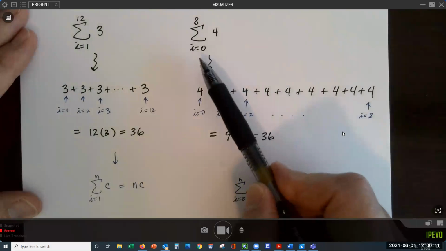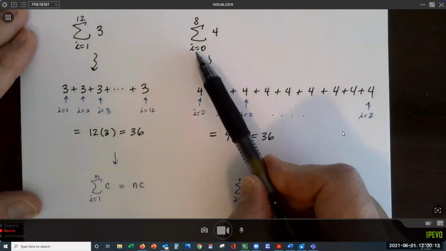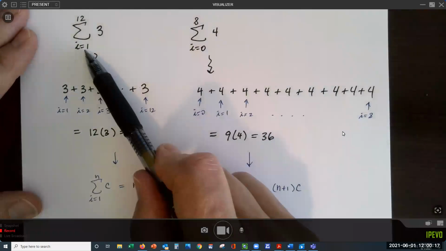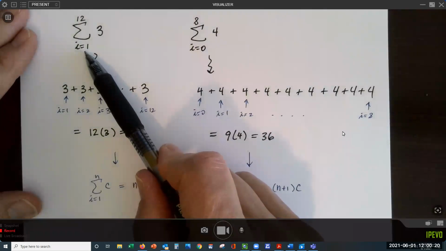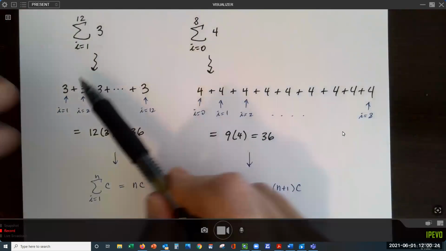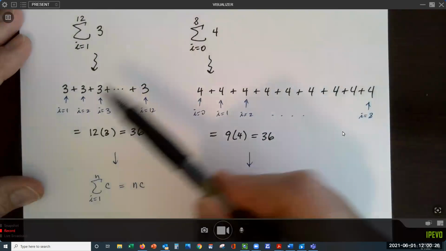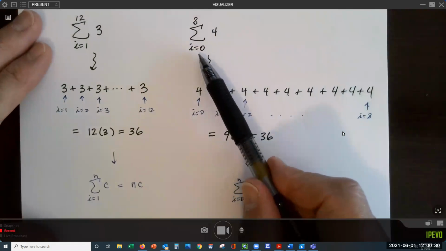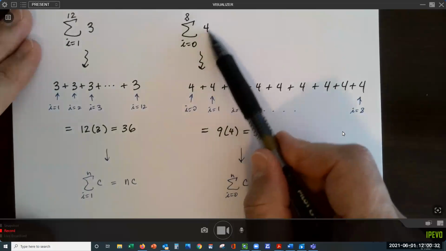Now I contrasted that in part E with one like this, i equals 0 to 8. So what's happening here? This index starts at 0. We usually start at 1, but we could start at any value. You could start at 0, I can start at 4, I can start at whatever value, and then we increment by 1 each time until we get to the top. So what happens here at i equals 0, the value is just 4 again. So here the constant is 4.